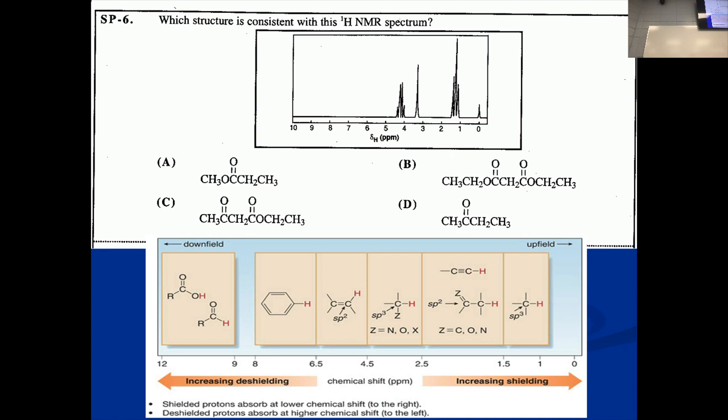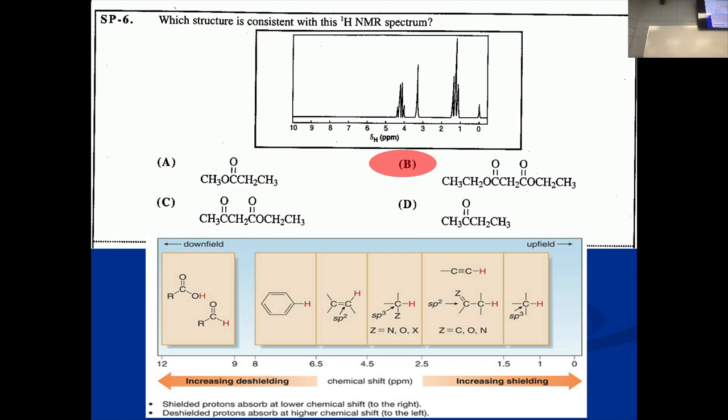I hear a vote for A. A makes some level of sense. What else do we have a vote for? Can't be C, we just eliminated C. The right answer is B. A made sense in the sense that you had a singlet, a quartet, and a triplet. The same thing here, you have a singlet, a quartet, and a triplet. So how did I make that determination that it had to be B instead of A?